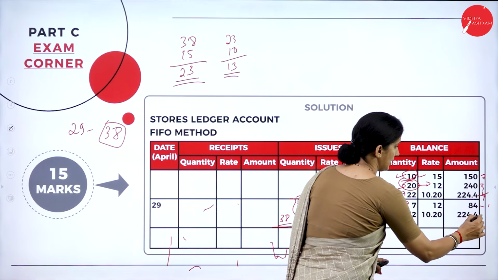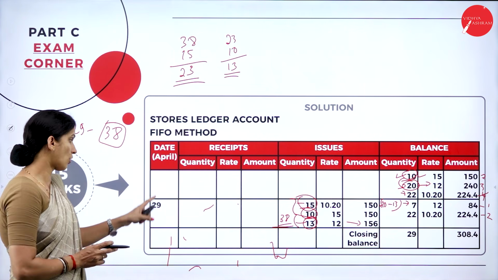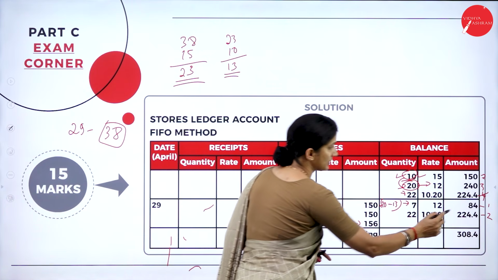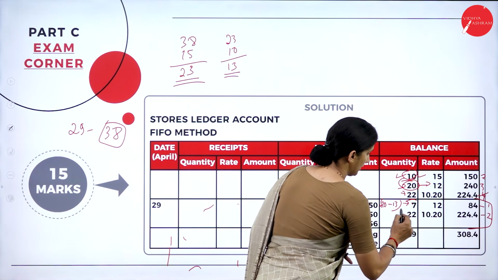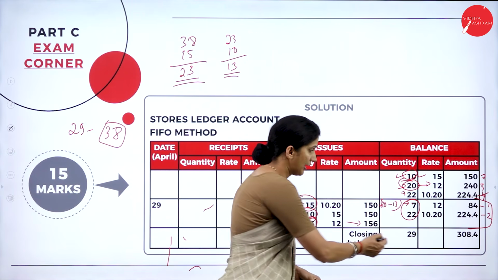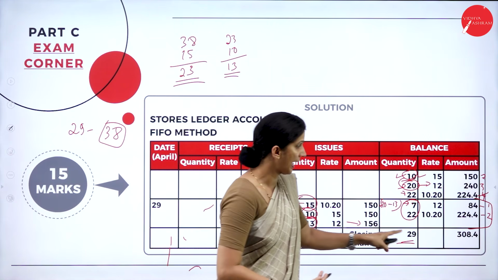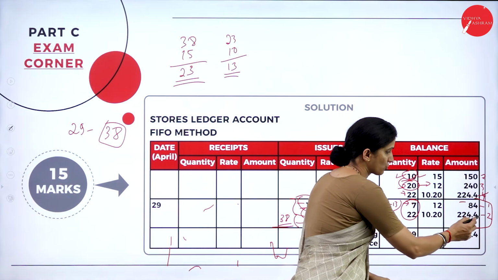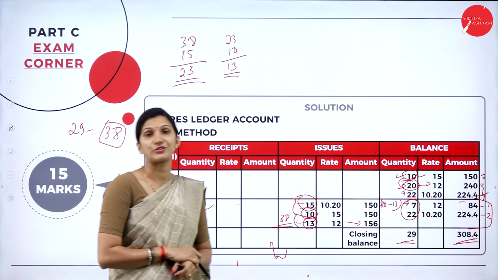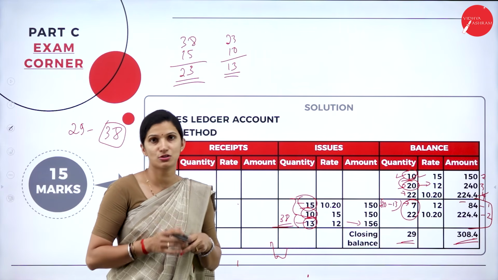So this is lot 1 and lot 2. We have issued the entire material. So all the transaction is done. So last, what is the closing balance? That is, on the last day, what is the remaining closing balance in the storeroom? So 7 plus 22, we have 29 units of material remaining in the storeroom. Again, amount also 84 plus 224.4. So 308.4 is the closing balance. That is on the month end. So that is the balance remaining in the storeroom.